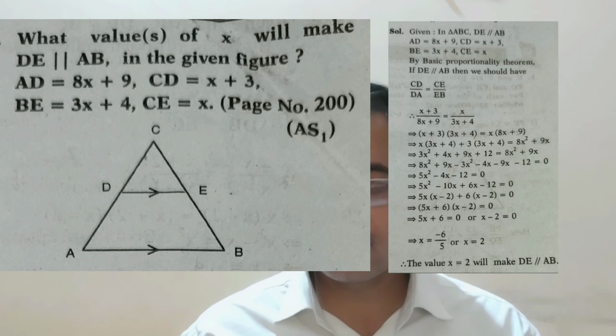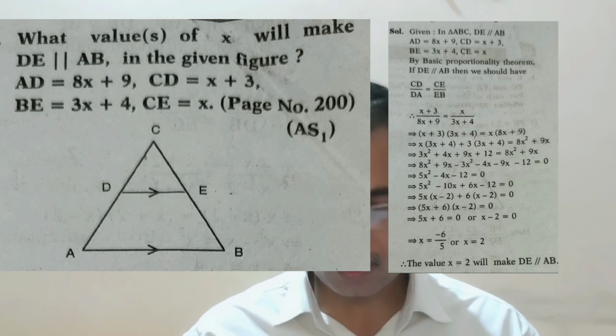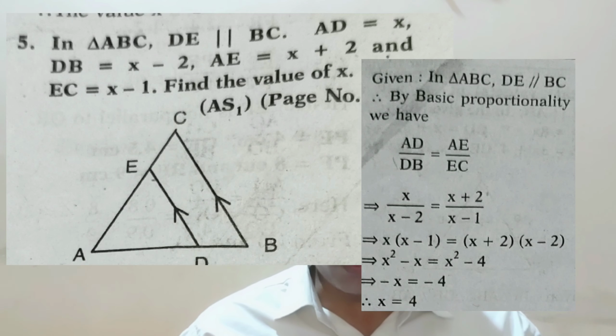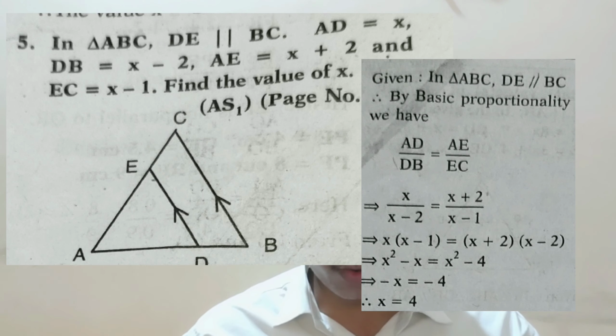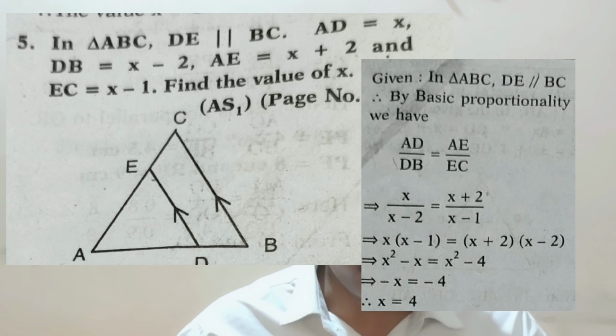What values of x will make DE parallel to AB? In the given figure, AD is equal to 8x plus 9, CD equal to x plus 3, BE is equal to 3x plus 4, CE is equal to x. And next one, similar type. In triangle ABC, DE is parallel to BC, AD equal to x, BD equal to x minus 2, AE is equal to x plus 2, and EC equal to x minus 1. Then find the value of x.